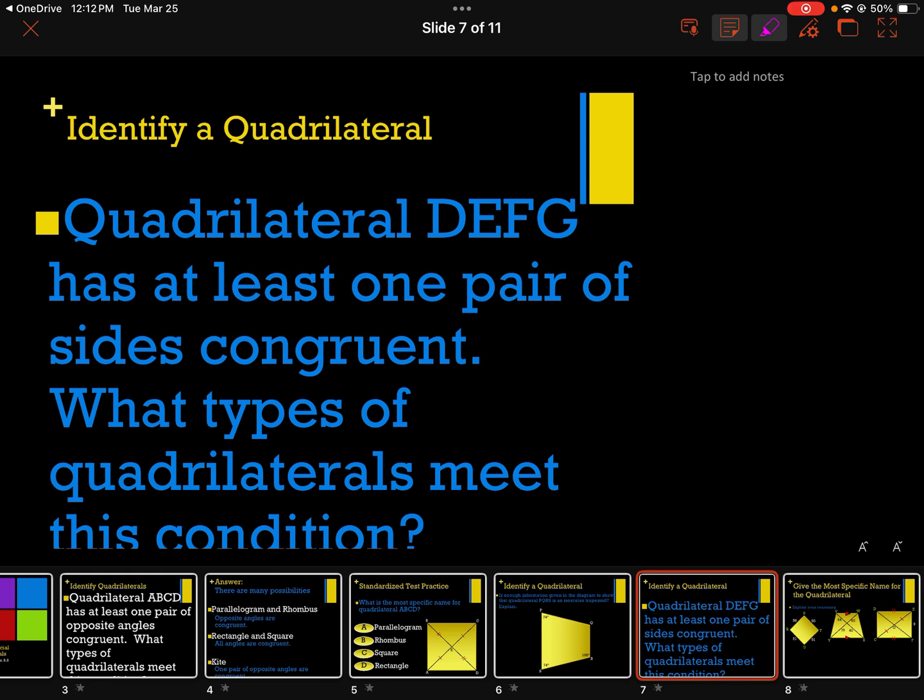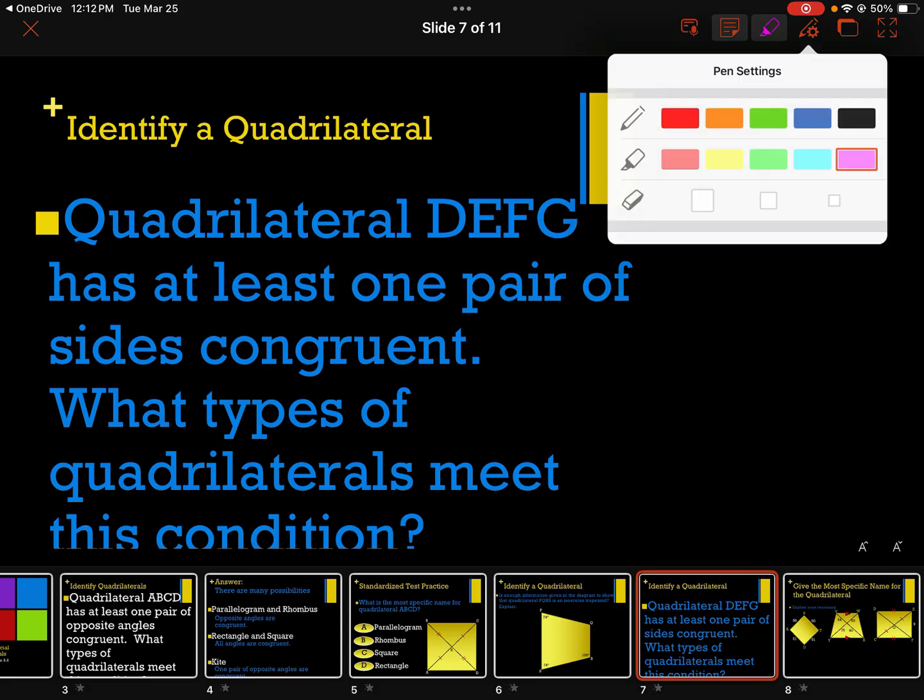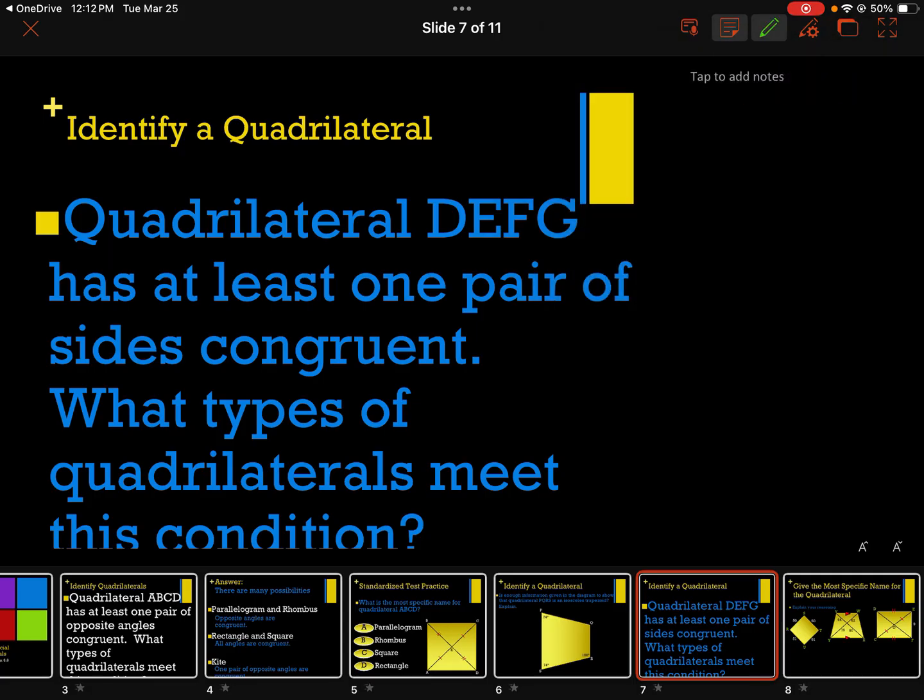Let's identify quadrilateral DEFG. It has at least one pair of sides congruent. What types of quadrilaterals meet this condition? One pair of sides congruent, at least. So it could be a parallelogram. And if it could be a parallelogram, it could be that rectangle or rhombus. Both of those have at least one pair of sides congruent. Could be a square.